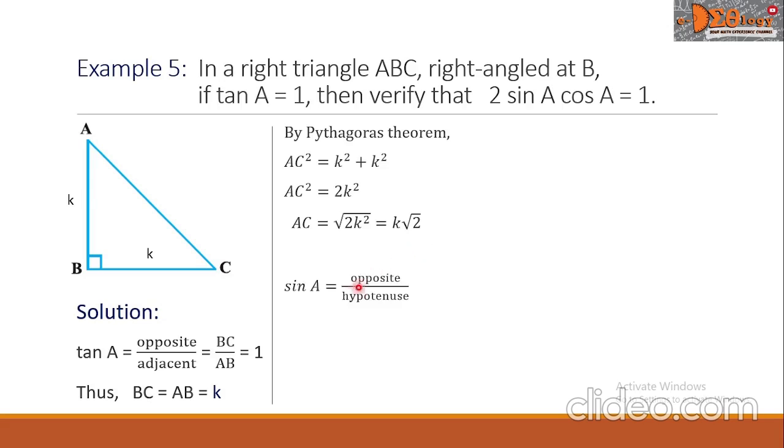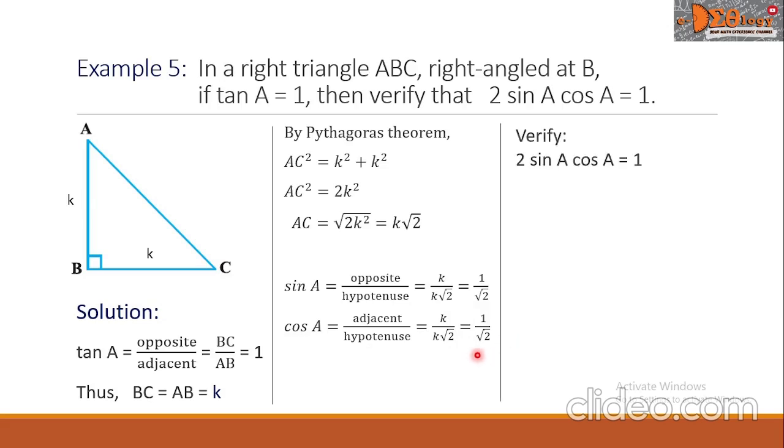Now let us take the sine A, which is opposite over hypotenuse. Opposite is K over hypotenuse, that is K square root of 2. We can cancel the K, and that is now sine A equals 1 over square root of 2. Now cosine A, that is adjacent over hypotenuse. In the figure, adjacent equals K over hypotenuse, which is K square root of 2. We can simplify by cancelling the K. So cosine A is 1 over square root of 2.